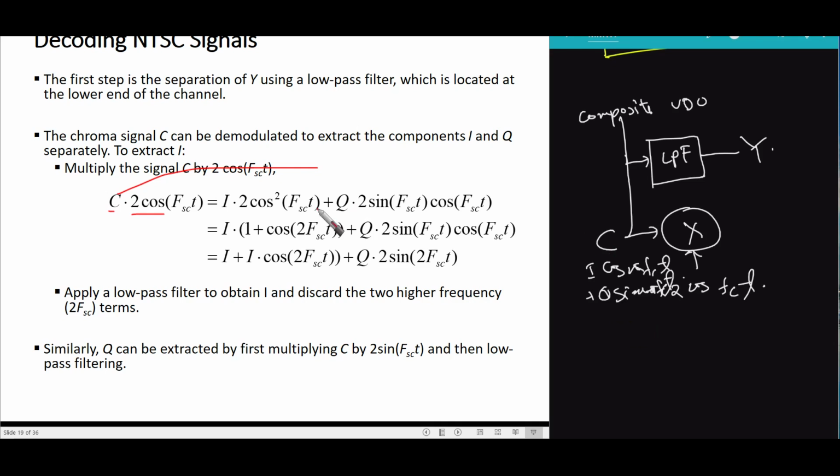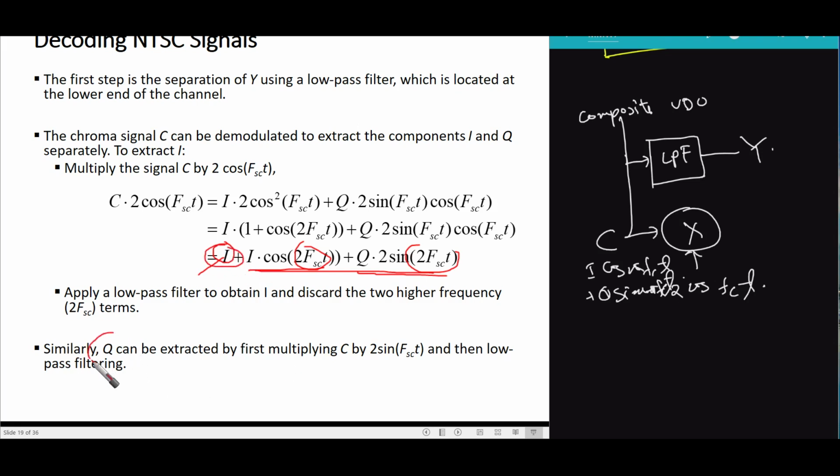If we multiply these things, we come up with an expression that is I plus some I term and some Q term. You see, this is only I, but the rest is a high frequency term. So if we again use a low pass filter, the high frequency term will be eliminated, and in this way we can recover the I information.